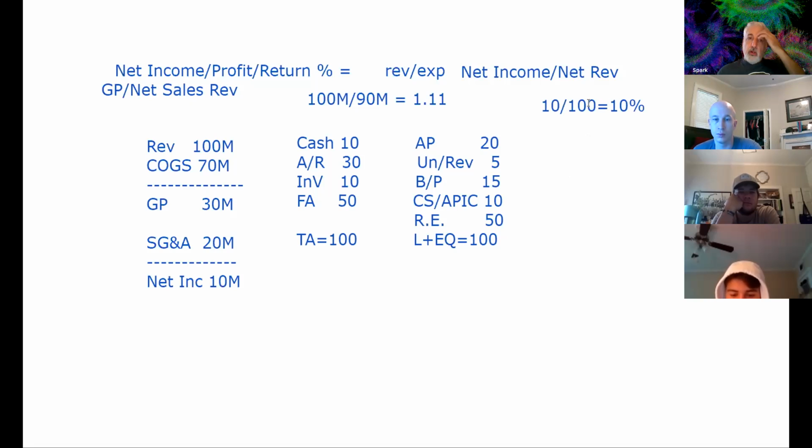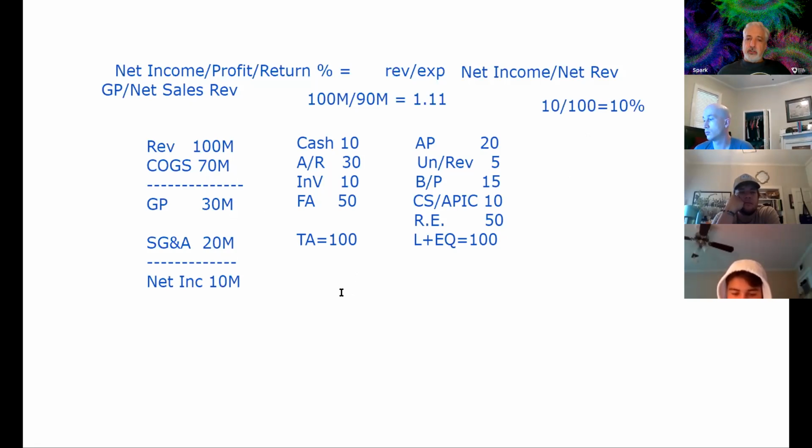We're at 10% net income. That's telling me for every dollar of revenue, the stuff I'm selling costs me 70 cents. And the profit I make from that's 30 cents. And then my administrative overhead is 20 cents. And I get to put 10 cents in my pocket. That's all that's telling me. It's telling me a story. That's how you're going to read an income statement.